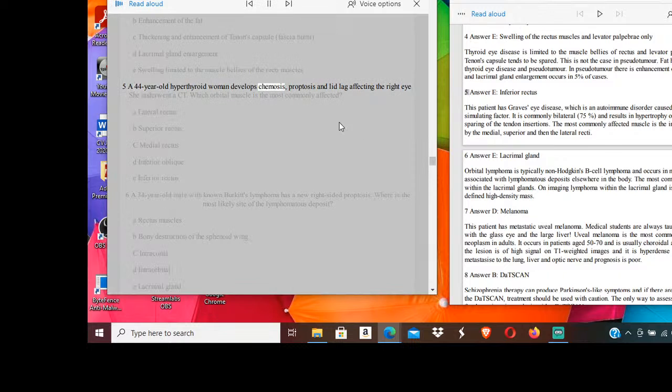A 44-year-old hyperthyroid woman develops chemosis, proptosis, and lid lag affecting the right eye. She underwent a CT. Which orbital muscle is the most commonly affected? A. Lateral rectus. B. Superior rectus. C. Medial rectus. D. Inferior oblique. E. Inferior rectus.